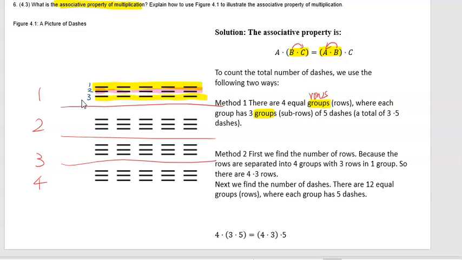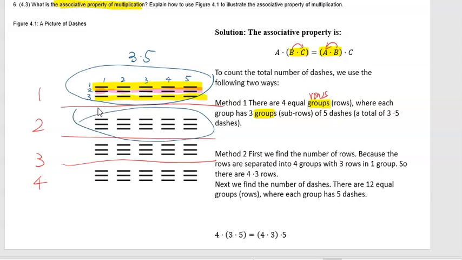So the way to count it is, first we count how many in each big row. Notice that we have three groups, and each group has 5 dashes. So that's a total of 3 times 5. Again, 3 rows, 5 columns. And notice that we have 4 of these. The second one is exactly the same shape, so that's also 3 times 5. And this is also 3 times 5, and this is also 3 times 5.